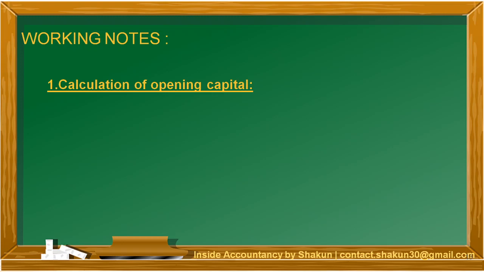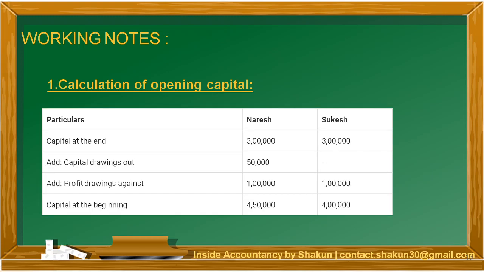First of all, we need to calculate the opening capital. Now, capital in the end was given to you as 3 lakh each for Naresh and Sukesh. In case of Naresh, he had withdrawn out of capital 50,000. So, drawings out of capital has been added. In case of Naresh, drawings out of profit was 1 lakh. And in case of Sukesh, drawings out of profit was again 1 lakh. So therefore, our capital in the beginning or the opening capital for Naresh and Sukesh respectively is 4,50,000 and 4 lakh.